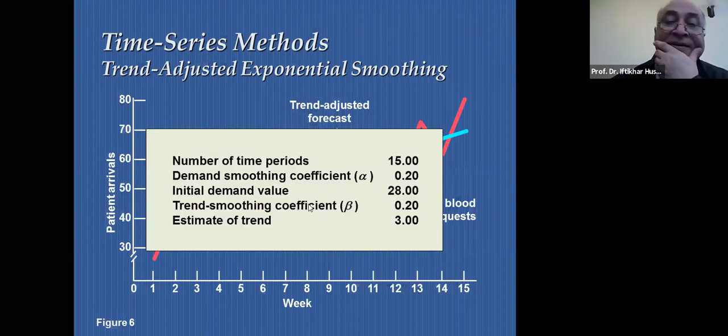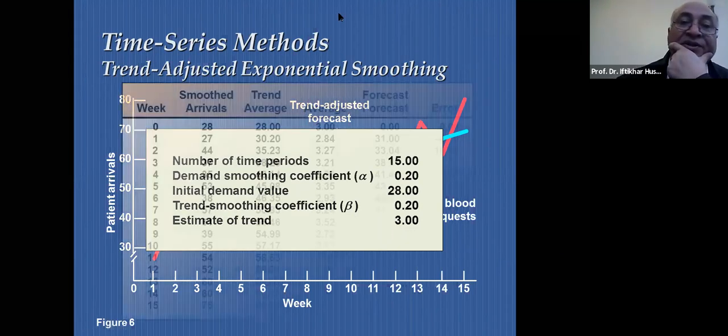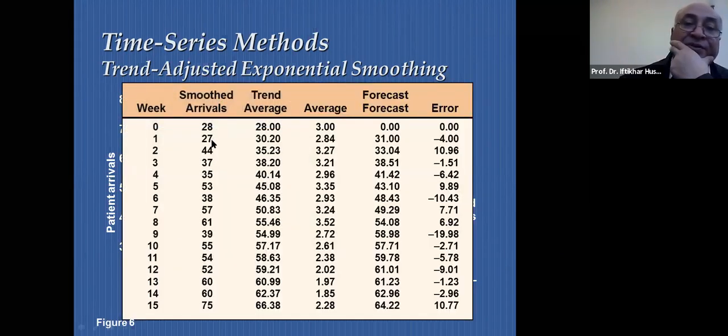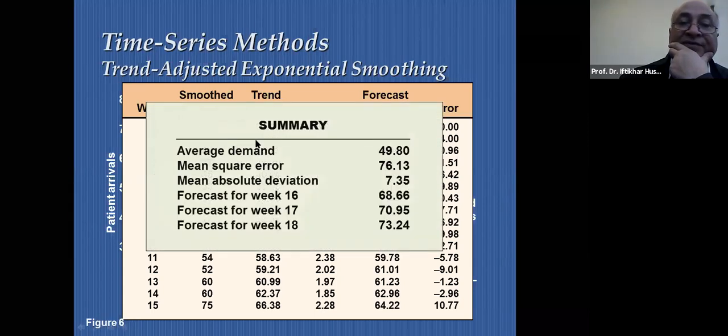The number of time periods were 15 here. Demand smoothing coefficient alpha was 0.2, initial demand value was 28, trend smoothing coefficient beta was 0.20, and estimate of trend was 3, because it was mentioned that 3 patients every week are increasing. So we can put that in a table form, 15 weeks. Smooth, these are the arrivals, this is the average, then the forecast and error. And then we get the summary.